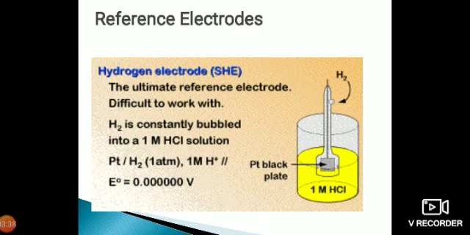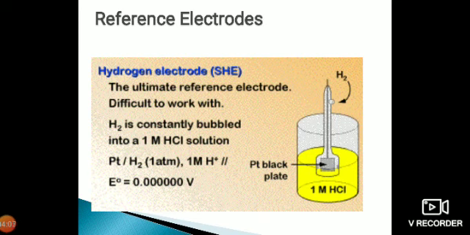You can represent that hydrogen electrode as Pt, the platinum making electrical contact, bar H2 maintained at 1 atmospheric pressure, dipped into a solution of 1 molar H+ ions, and the double bar represents the salt bridge connecting it to another electrode for constructing a cell. Arbitrarily, the standard electrode potential of the hydrogen electrode has been considered as E0 equals 0 volts.